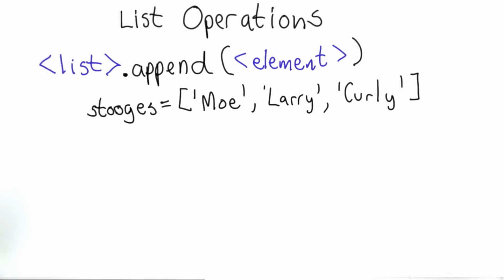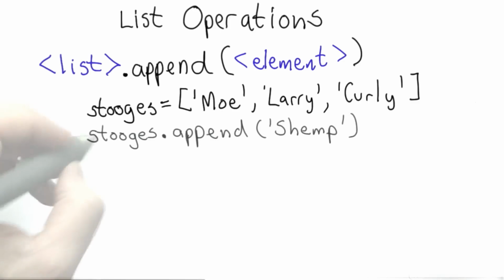So as an example of the use of append, let's assume that instead of replacing Curly in the Three Stooges, we want to end up with four Stooges. We'll add Shemp and keep the other three as they are. So what we want to do is to append Shemp at the end of the list we have. We would do that by invoking append on the Stooges, passing in the string Shemp as the input.